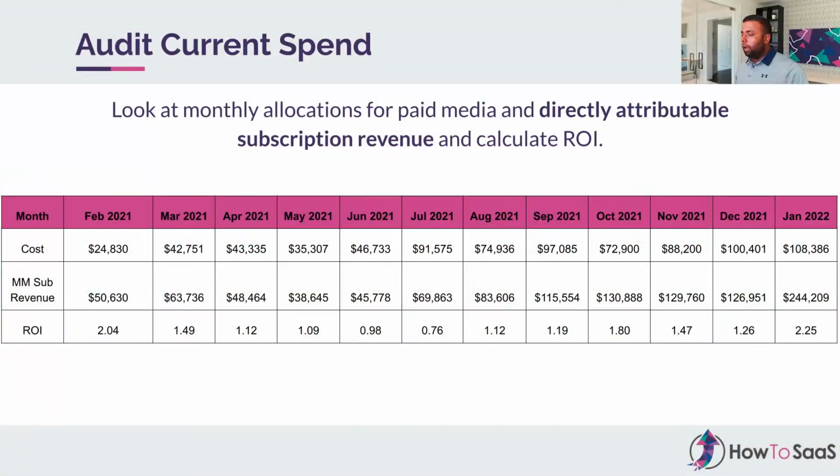And so looking at step one, when you're auditing your current spend, you want to start with a bird's eye view. How much are we spending every single month, and how much revenue are we driving? In this particular example, this company does incredibly well with paid media. They're spending upwards of almost $100,000 in some months, and their ROI is above 1 on their spend.